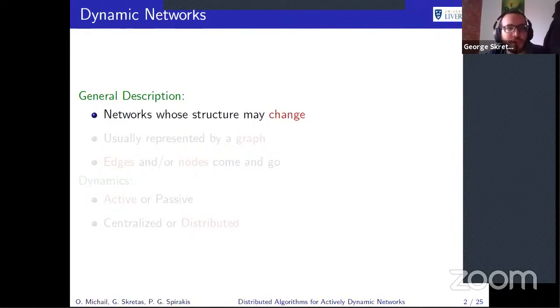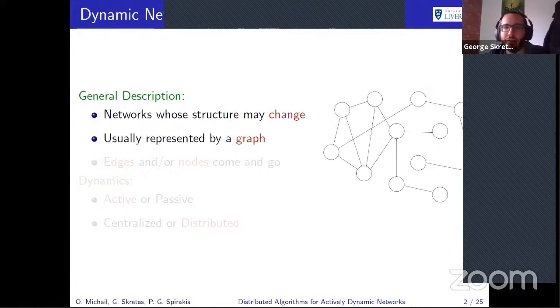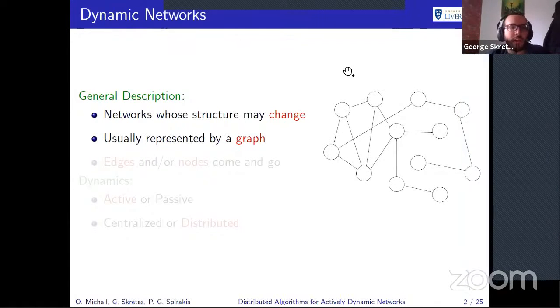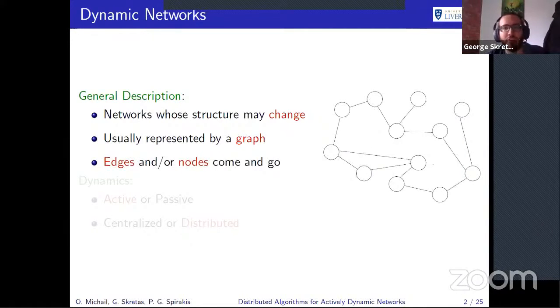A general description is we have a network whose structure can or may change. We usually represent this by having a graph like this. And what makes it dynamic is that edges may come and go as they please usually. So edges may change or nodes may disappear, like I showed in this picture.